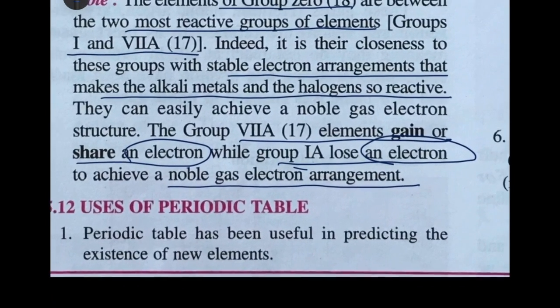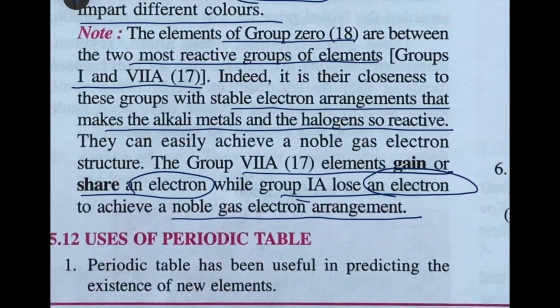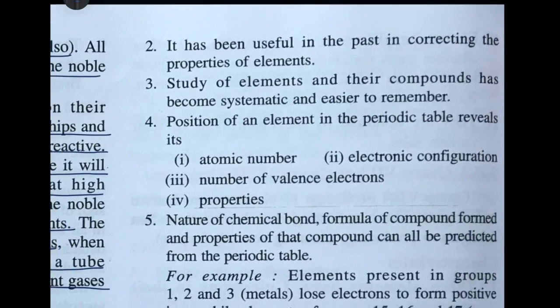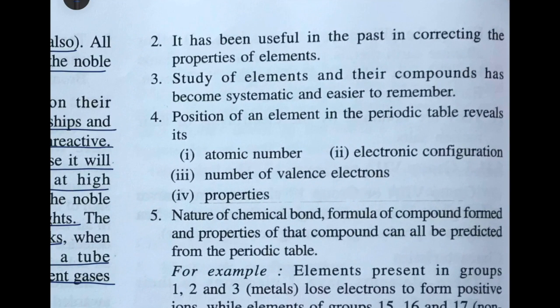Now, moving on to the uses of the periodic table. The periodic table has been used in predicting the existence of new elements, that I had already told you before, and it was used in the past to correct the properties of elements. The study of elements and compounds has become very systematic and easy to remember. So that is the main purpose, so that the study of elements and their compounds becomes easier.